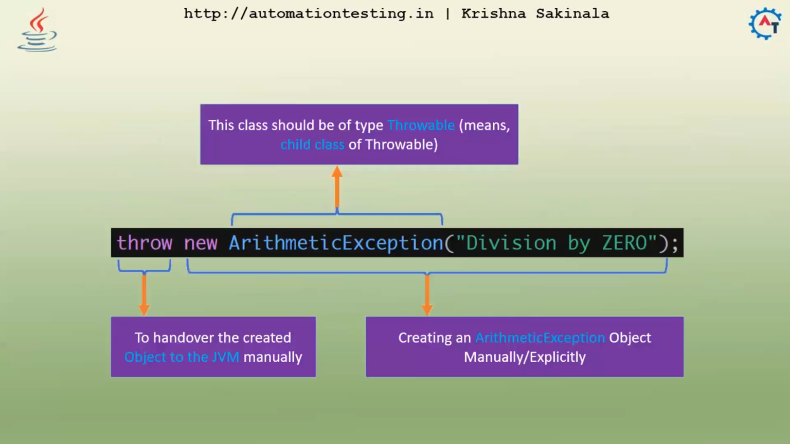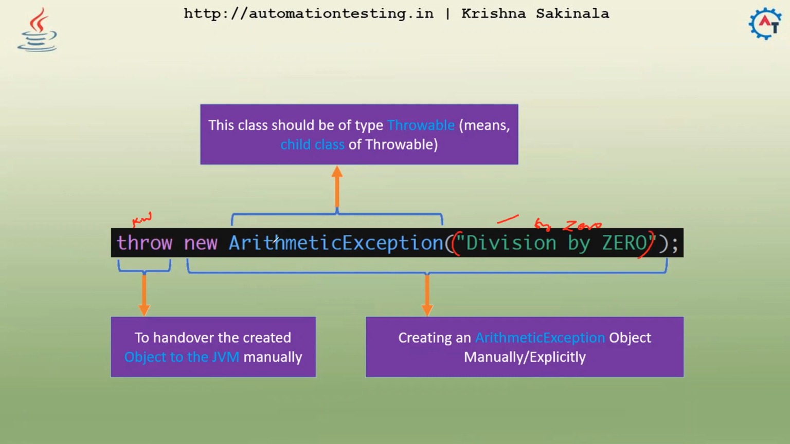Here, I have taken one diagram. Here, this is the syntax. throw is a keyword, then throw new ArithmeticException, and you can write your own message, like division by 0. Whatever you want you can put. Here you have a choice, whatever you want to put.